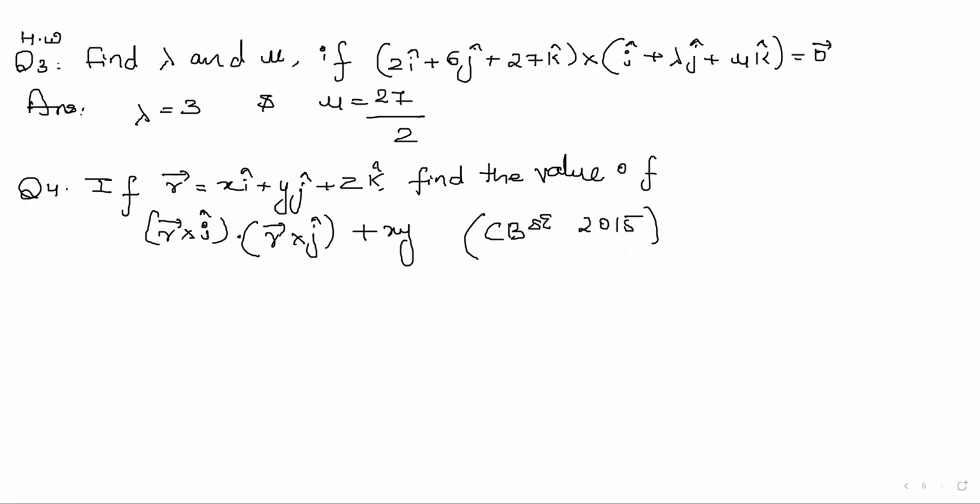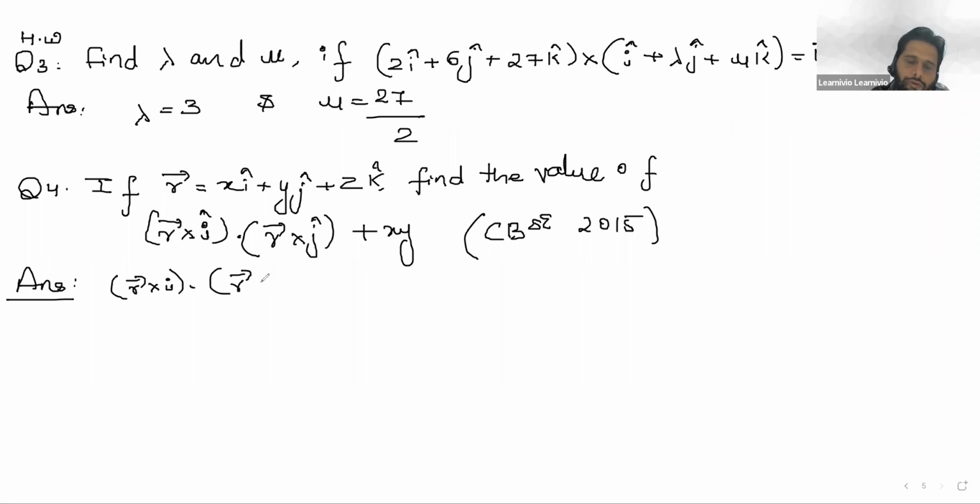Sir, how should we solve a dot product? Okay, good. So dot product, we have already discussed in the last class. I guess you were not present. Please check. So r is equal to xi cap plus yj cap plus zk cap. We need this value: r cross i dot r cross j plus xy. Okay, so we will do it in this way.